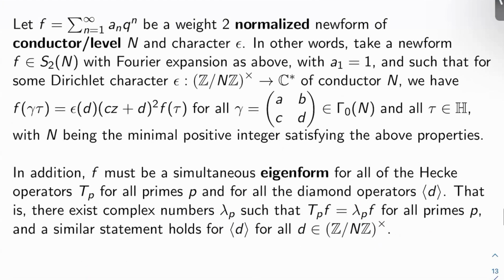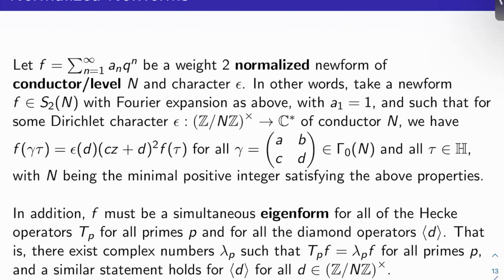Okay, so when I say weight 2 normalized newform of conductor N and character epsilon, I mean all of this. And I even wasn't fully precise here because I still haven't exactly told you what a newform is, but I've given you enough to go on for now.